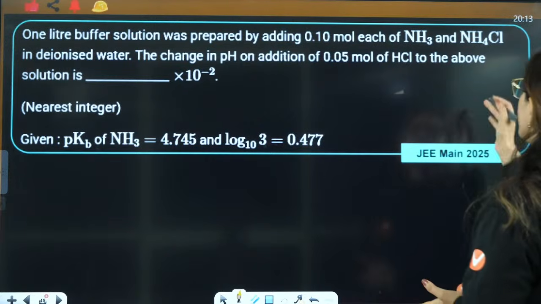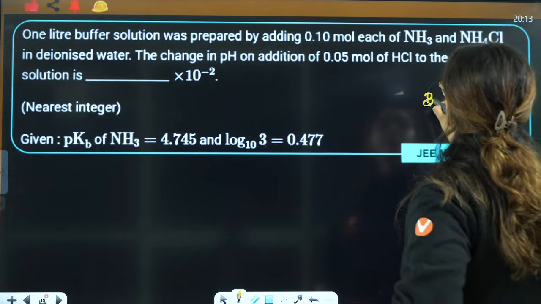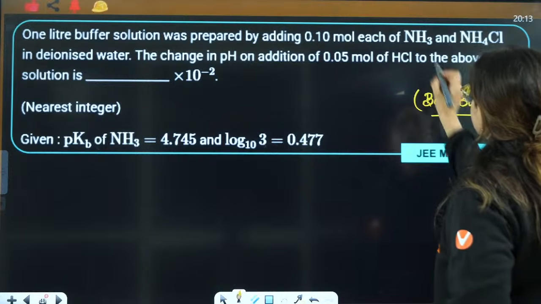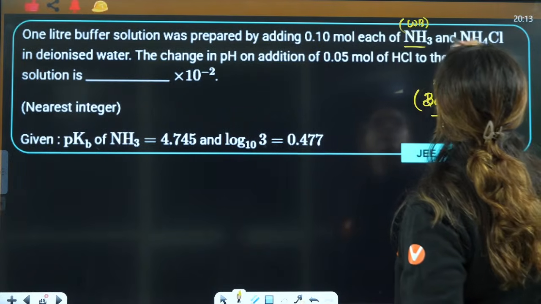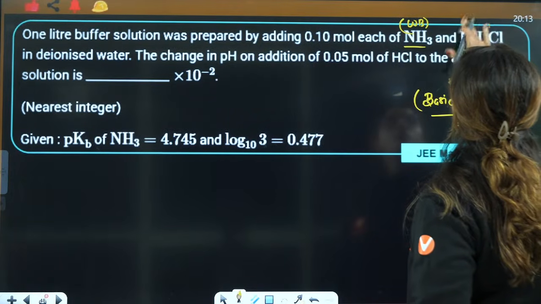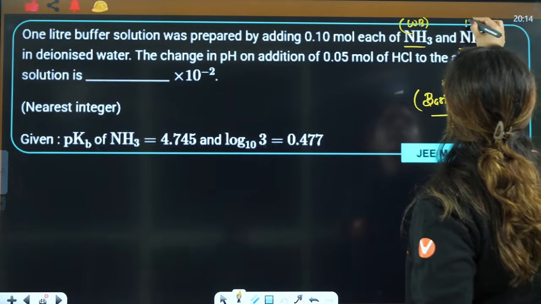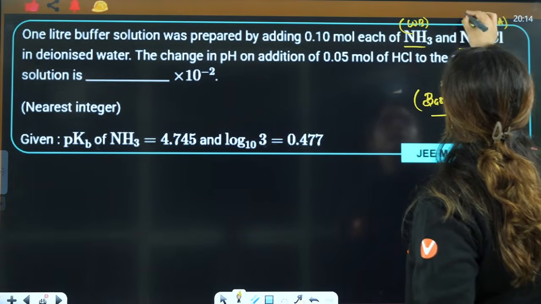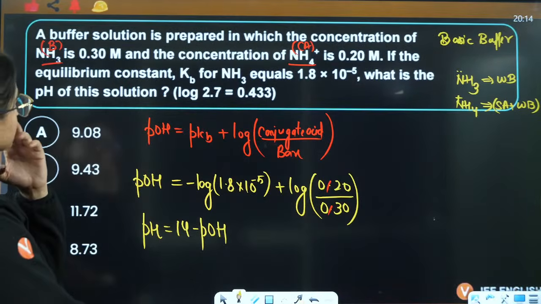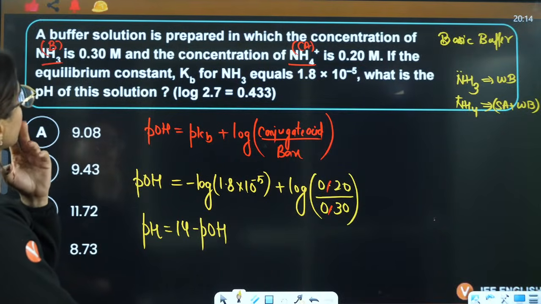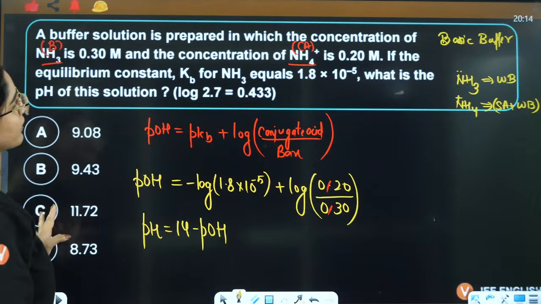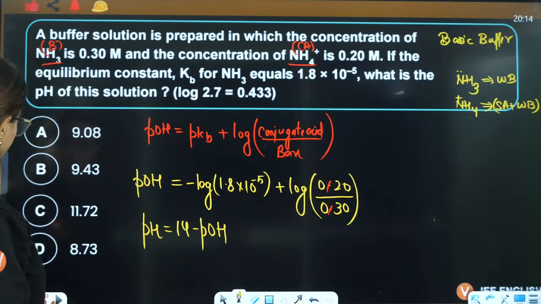That we can say from here only, that this is a case of basic buffer. Basic buffer is there, right? This is the weak base, and this is the salt of weak base and strong acid. Achha, one more thing. If you see this here, understand one thing. Here they have given that this is a buffer solution. Okay? So you don't need to worry about it.